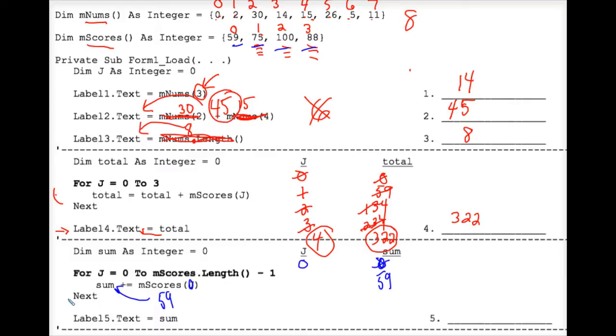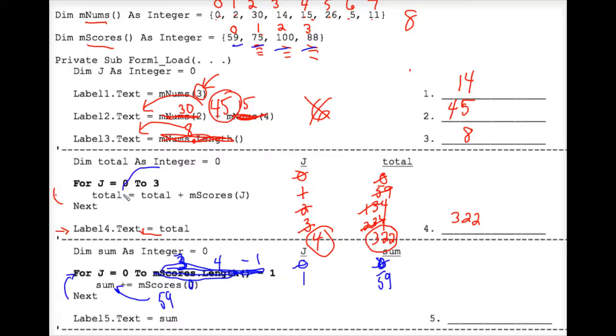We go around the loop again, and J bumps up to 1. Now we better analyze this to see what number this is equal to. When are we going to stop with J? Well, what is M scores length? 1, 2, 3, 4. And what is 4 minus 1? 3. So all of this right here simplifies to the number 3.